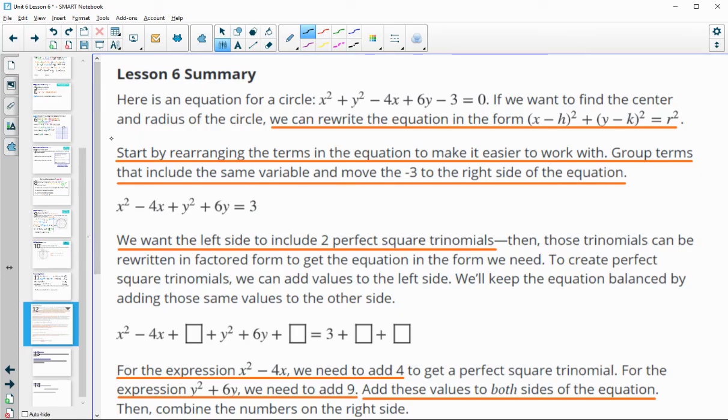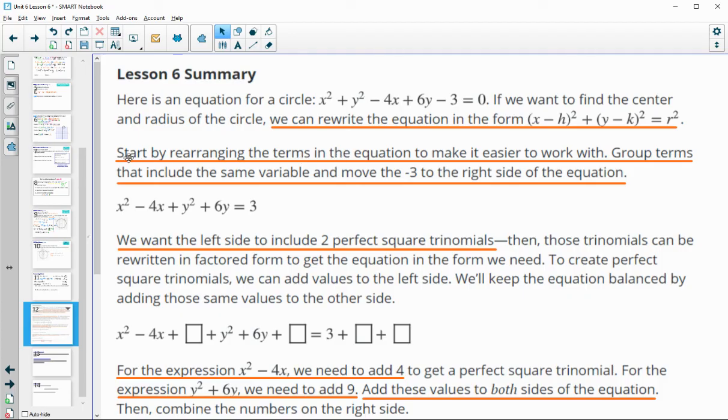All right, then lesson summary here, and we already kind of wrote down the steps at the bottom of the summary. So this stuff that we're underlining is just the more wordy version of that, but you already wrote down the steps at the bottom. But so we can rewrite this equation in this form. Okay, so in the center radius form of a circle by rearranging the terms.